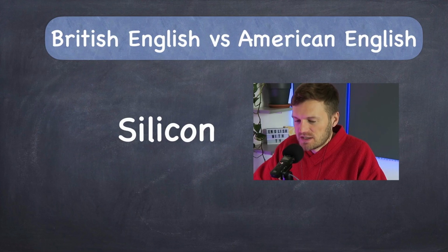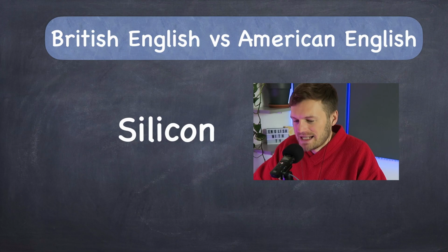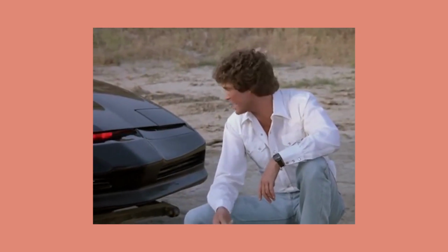The next word is spelled Silicon, and in British English some people might say silicon. Silicon integrated circuit. And in American English, some people might say silicon. But some people might also say silicon, especially when they talk about Silicon Valley. Silicon dioxide in the tracks. Silicon dioxide, you mean sand?